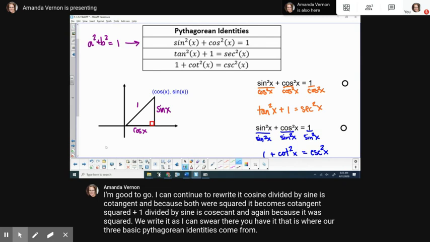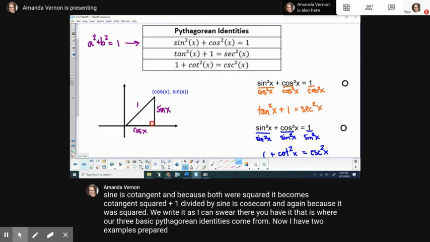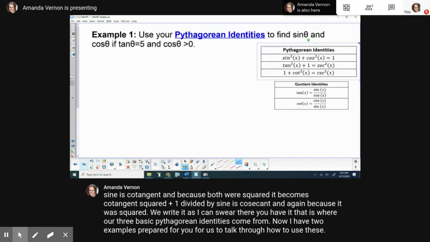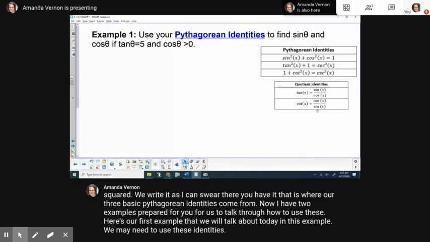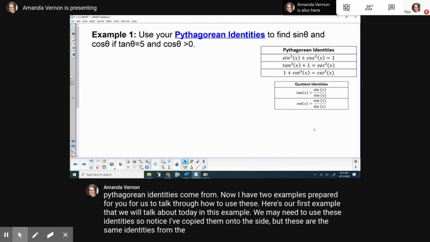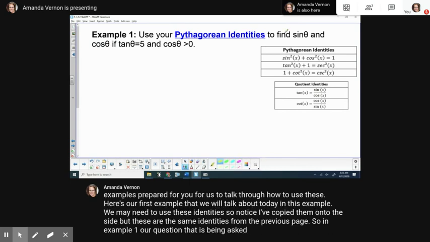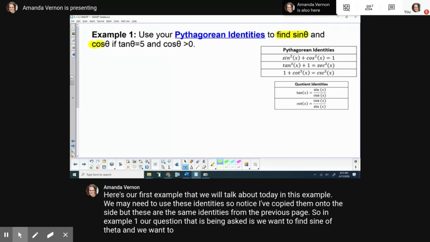Now I have 2 examples prepared for you for us to talk through how to use these. Here's our first example that we will talk about today. In this example, we may need to use these identities. So notice I've copied them onto the side, but these are the same identities from the previous page. So in example 1, our question is we want to find sine of theta and we want to find cosine of theta.